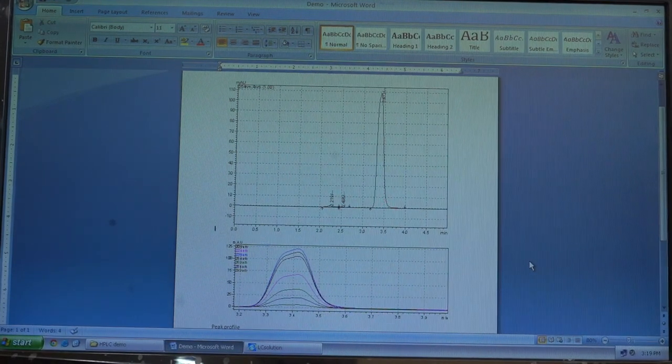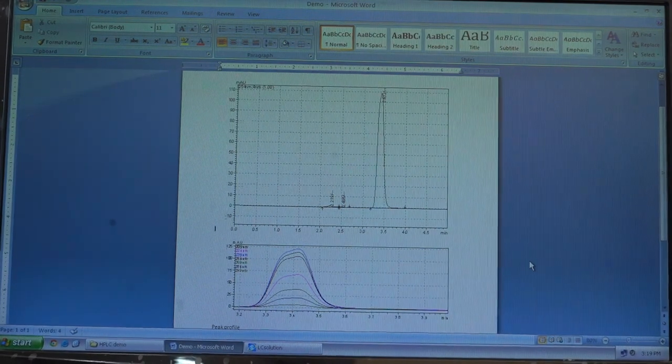The PDA detector gives the additional advantage that in addition to the chromatographic output, you can also view the UV spectra of the analyte at multiple wavelengths. What you see over here is the UV spectra for the particular chromatographic peak at several wavelengths. This helps us to understand the spectral purity. This peak purity check is an important feature of the PDA detector and helps in identification of the analyte in complex matrices.